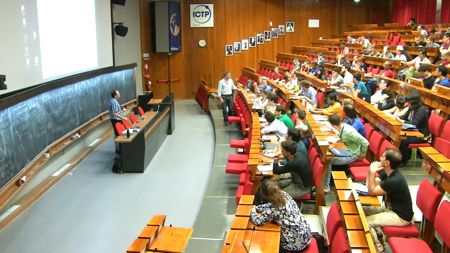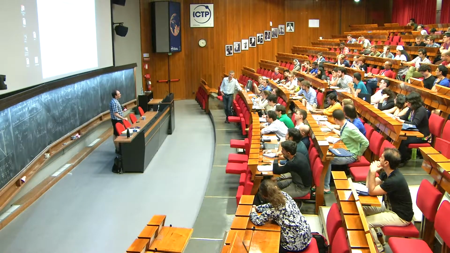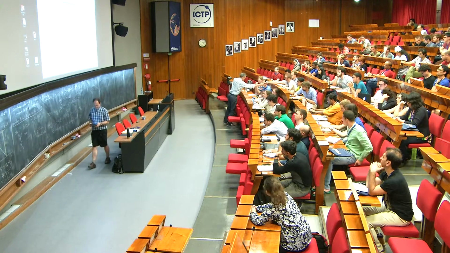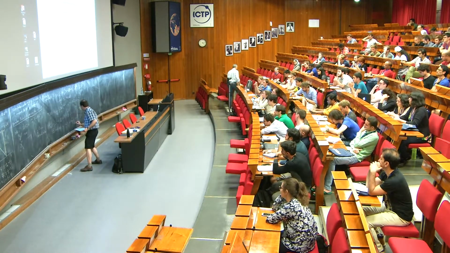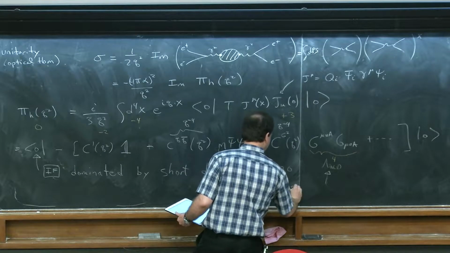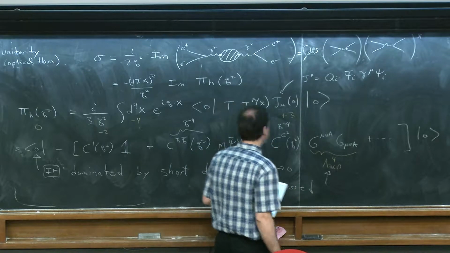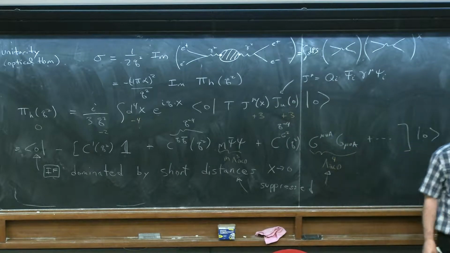If it depends on q squared, which scale do you use? I'll tell you how to calculate it in a sec. Okay, thank you. So these two here are suppressed, and that C1 is the dominant thing. And so how would we go about calculating C1?